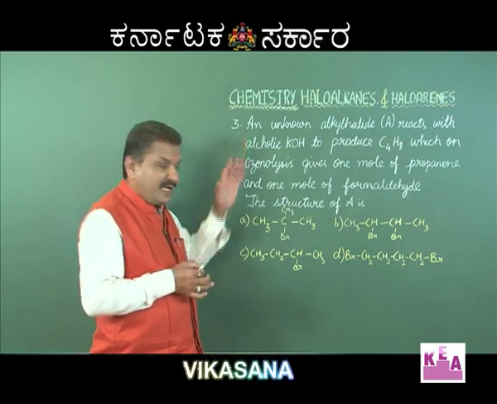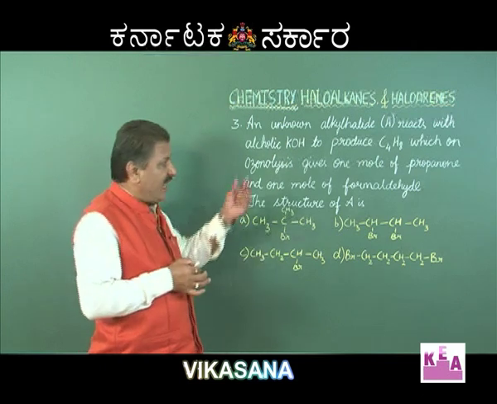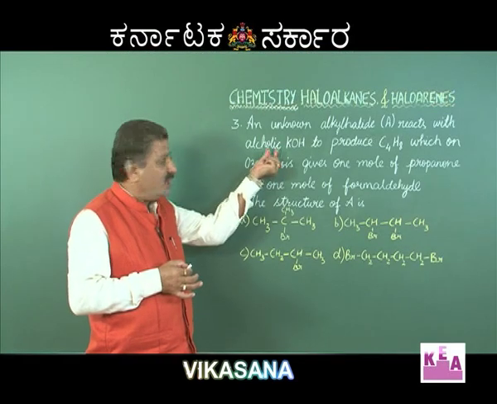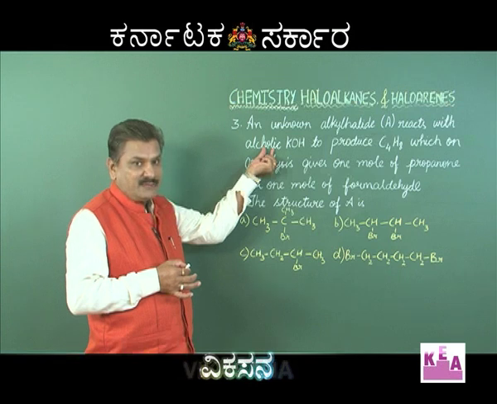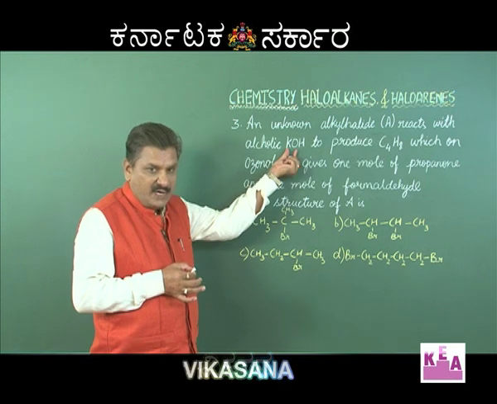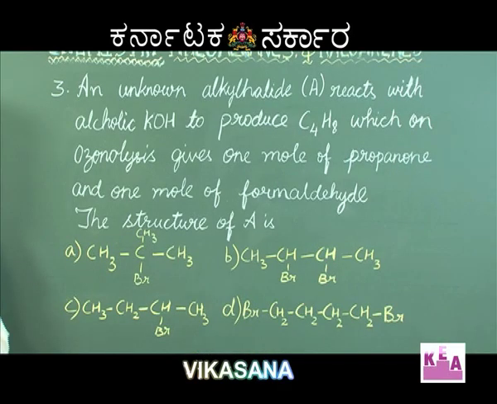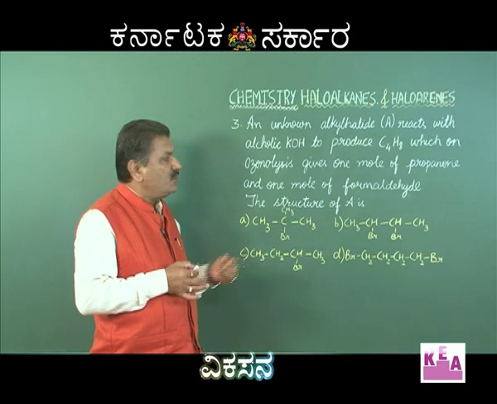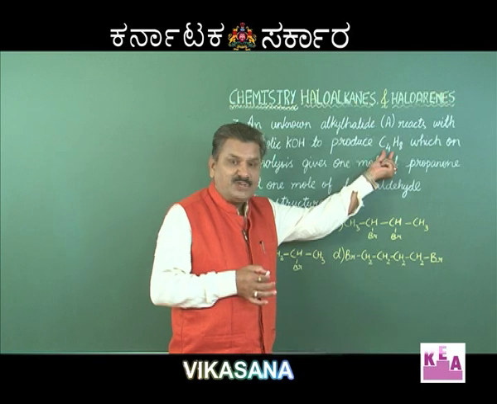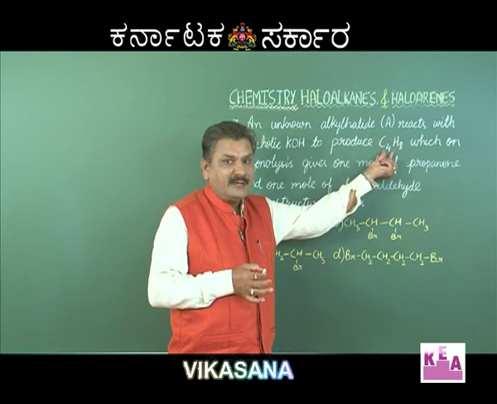When you read the question carefully, you will get an idea about the first part of this question. The alkyl halide A reacts with alcoholic KOH. Just now we had a discussion on properties of haloalkanes. Alcoholic KOH is a reagent for dehydrohalogenation. When alkyl halide reacts with alcoholic KOH, it undergoes dehydrohalogenation to form an alkene. So, C4H8 formed in the reaction must be an alkene.